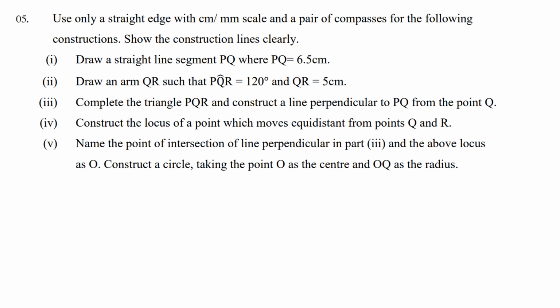So let's see this. Draw a straight line segment PQ, where PQ is 6.5. I'll just do it like this, and then after that I will do it with my compass and the ruler, right? PQ 6.5 centimeters, and draw an arm QR such that angle PQR is 120, something like this. QR, and QR is 5. I can write R here. That is 5 centimeters.